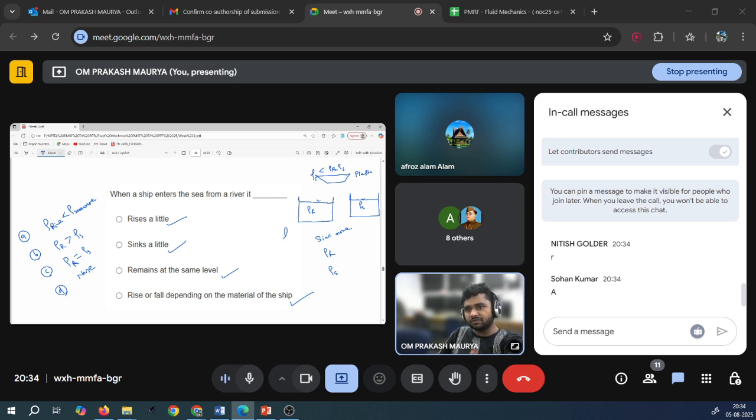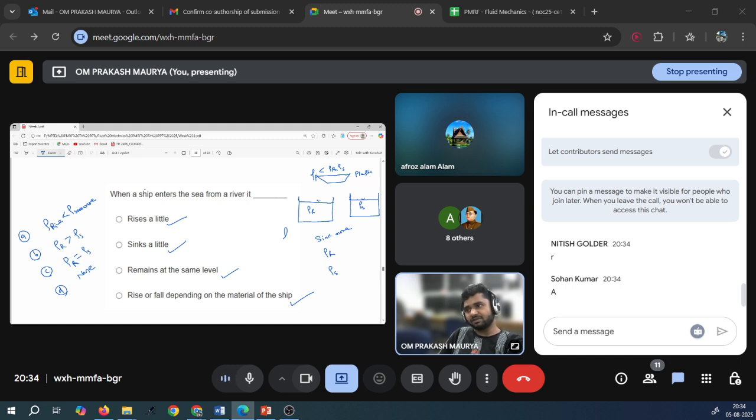So in which one will it sink a little bit? Which one will sink more or rise? The options are about rise and sink, or at the same level, and rise or fall depending on the material of the ship. But here we are talking about the same ship in the river and in the sea.